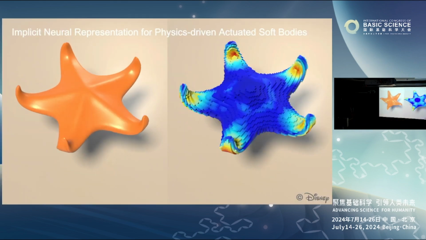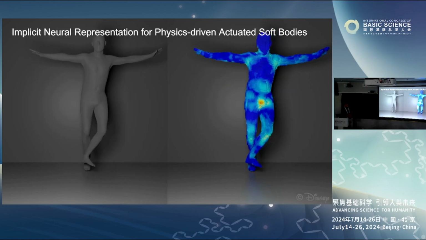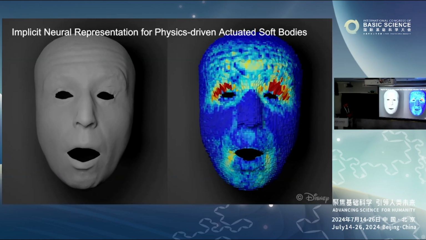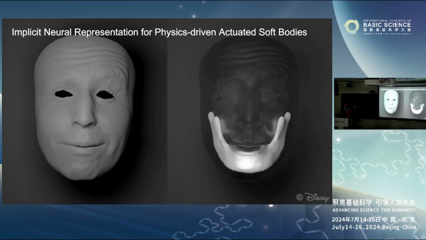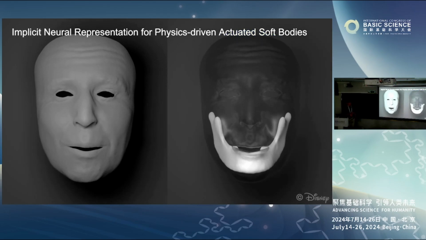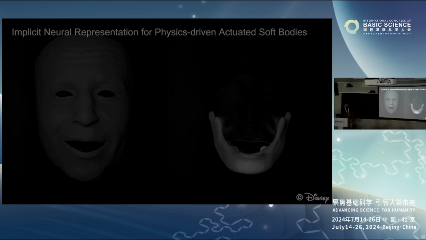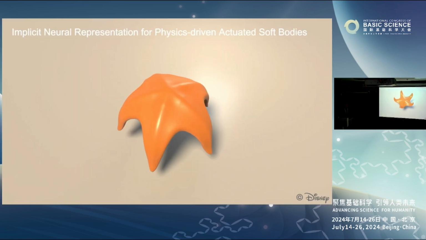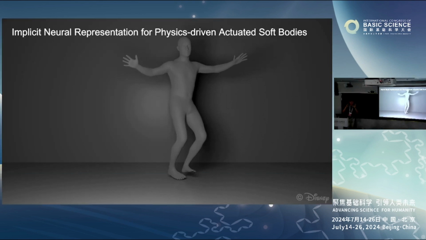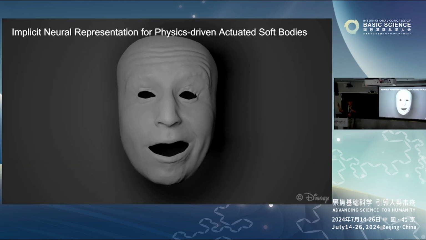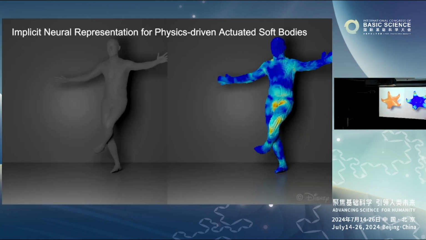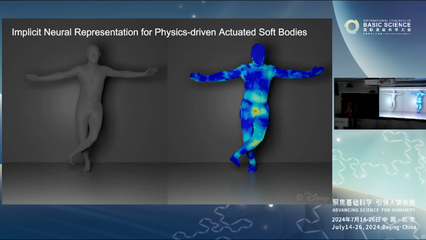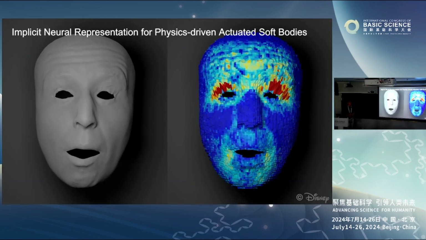So you can see this shows the actuator represented as a cube, and the intensity of the deformation is represented as the colors. And we could match the capture data by optimizing the network, which gives the proper actuations.